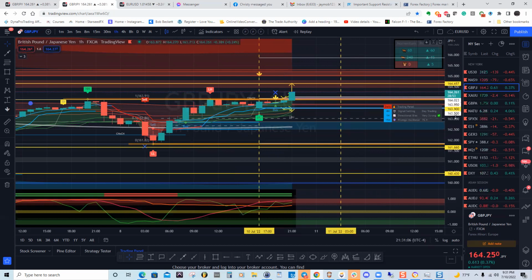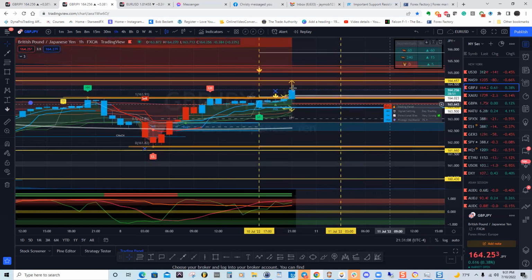So the 164.657 is a weekly level. I don't know how far it's going to go, but if this takes it to 164.57, that's 200 pips. How many pips is that from here to here? No, that's 40 pips. So it's still got 40 pips to go till it gets to the weekly level. You see what I'm saying?